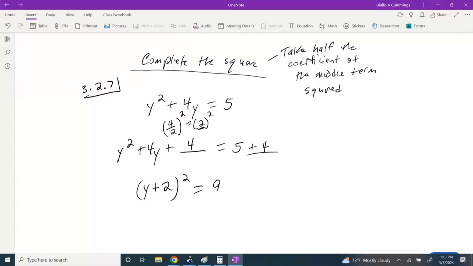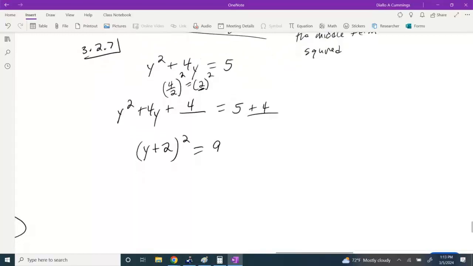Now I can use the square root property. So if I take the square root of the left-hand side, the square root and the square cancel. On the right-hand side, that now becomes plus or minus the square root of 9.